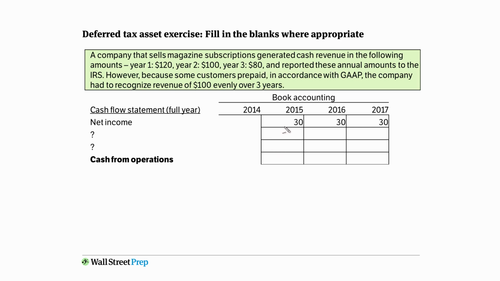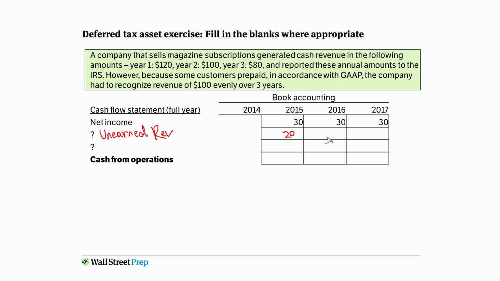So we started with $30 in net income. The first add back has to do with deferred revenue or unearned revenue. Let's write that out: unearned rev. And if you recall from the prior slide, we had $20 million worth of unearned revenue in the first year. So the deferred revenue or unearned revenue liability went up from 0 to 20. And so that increase is reflected as an add back.